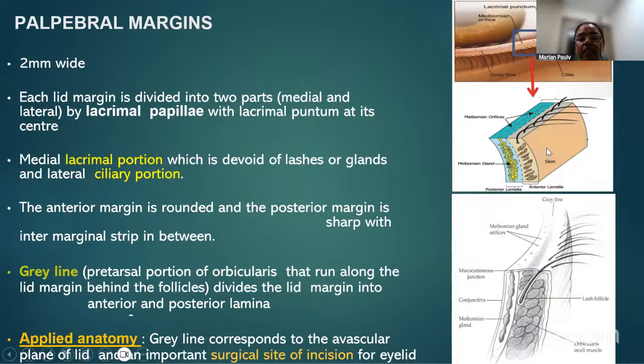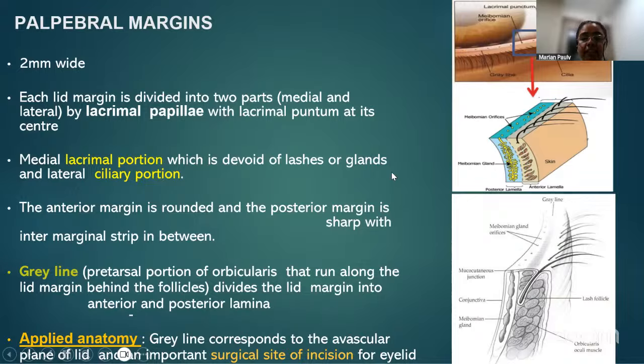Medially, the lacrimal portion is devoid of lashes. So it's called the lacrimal portion, and laterally it is with the lashes, thus that is called the ciliary part. The anterior margin is rounded and the posterior margin is sharp with an intermarginal strip in between.